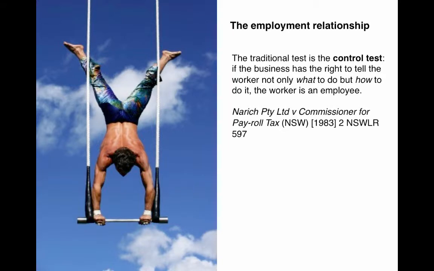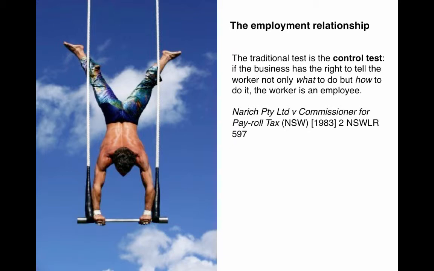In Narich and Commissioner for Payroll Tax from 1983, a worker was engaged by Narich as an instructor in a Weight Watchers program. The written agreement clearly stated that the worker was an independent contractor. However, it also stated that the worker had to comply with a practice manual issued by Narich. The Commissioner for Payroll Tax insisted that the worker was an employee and that Narich was therefore obliged to pay payroll tax. The court decided that in light of the degree of control exercised by Narich, the worker was an employee.